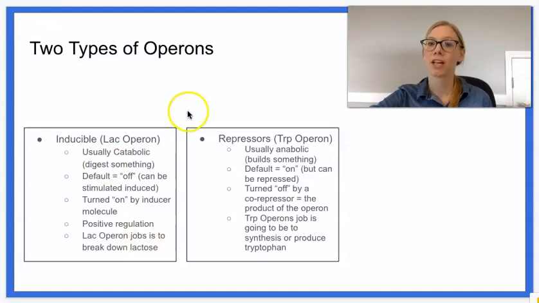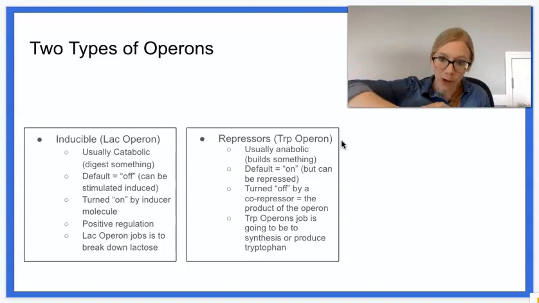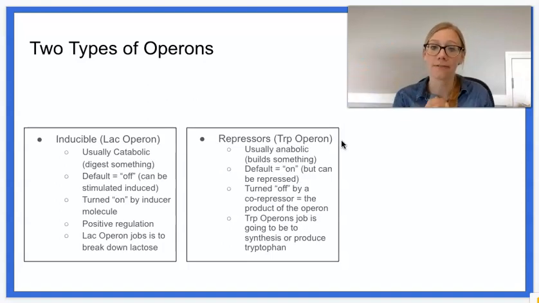All right, so our other type of operon is repressible. Our example of this is going to be our trp operon. Unlike inducible, they are typically anabolic. They're making something to build something up. So their default is typically on, but they can be repressed, or think of it as turned off in a way. They're going to be repressed by something called a co-repressor, things that work together. Think co-workers. They're going to work together to turn it off. And in our example here, our trp operon's job is going to be to synthesize or produce tryptophan.